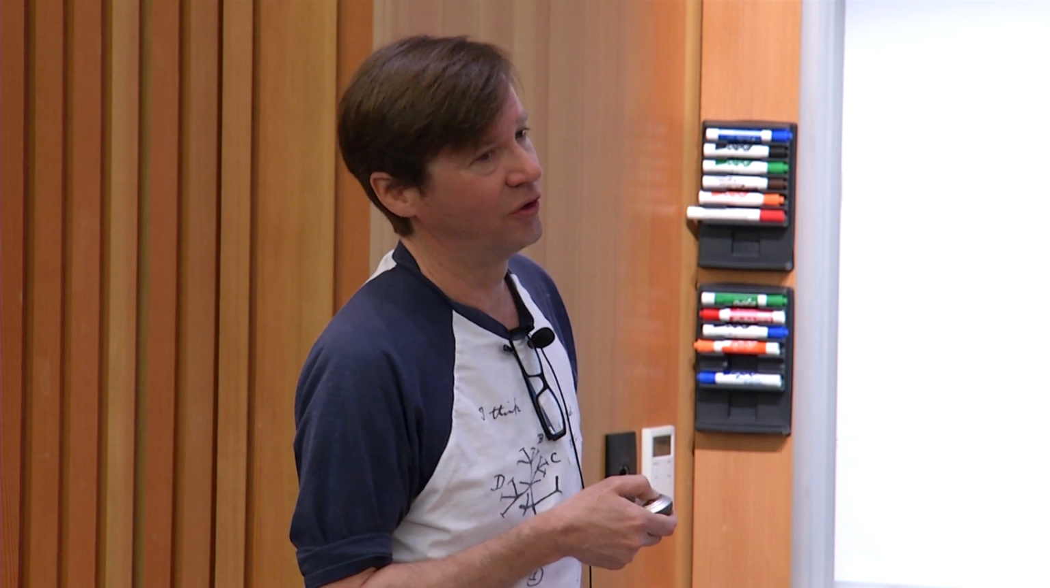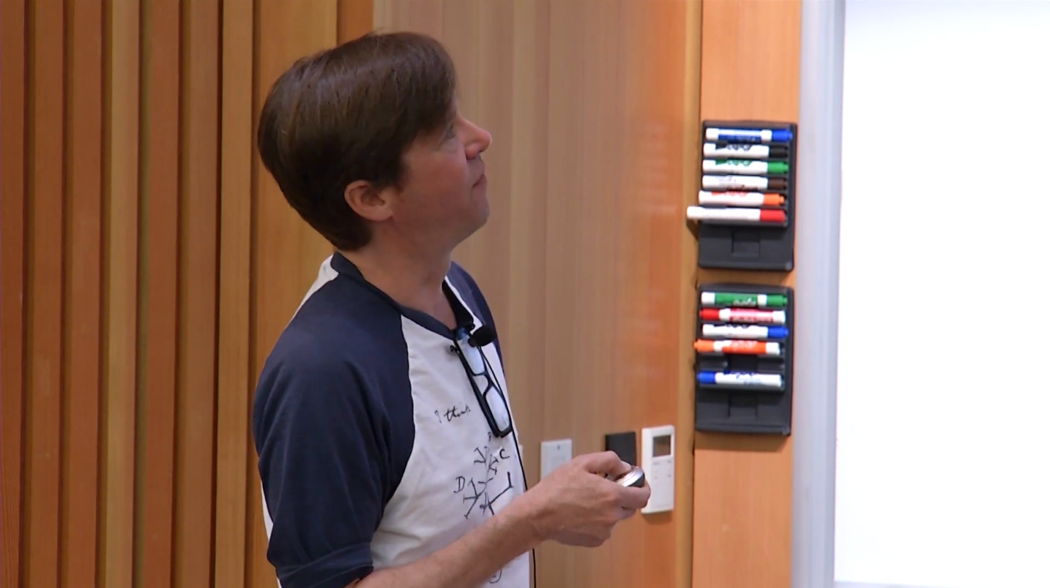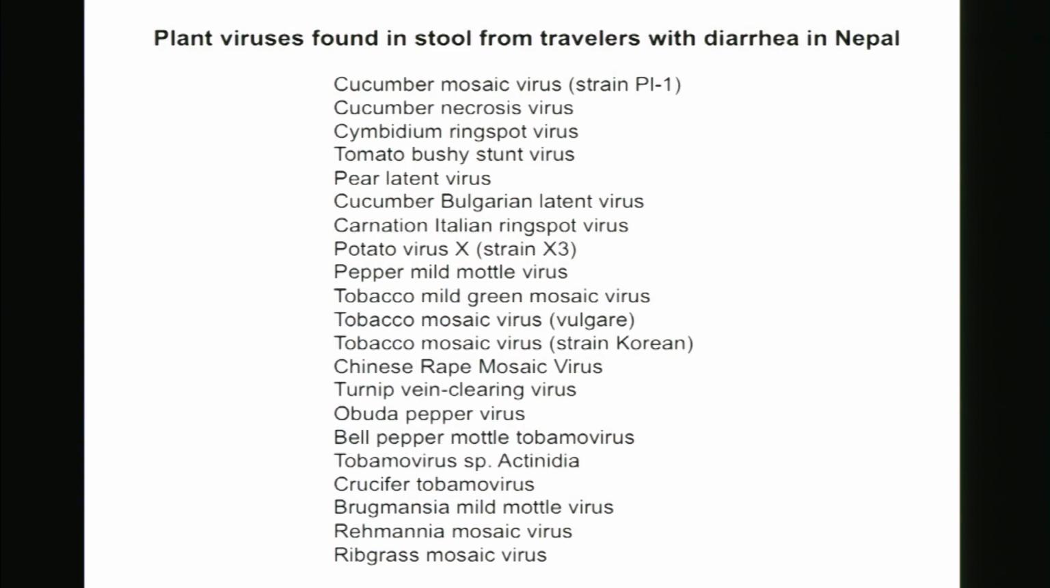You also get, when you look at fecal material, a lot of stuff from plants, which is from the diet. So for example, these are plant viruses that we found in human stool from people with diarrhea, tourists with diarrhea in Nepal, and you can get a fairly good idea of their diet.